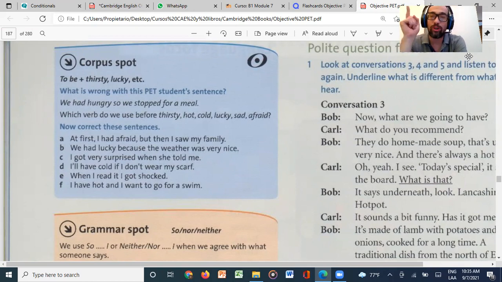But in this case, we use the verb to be. Remember that. For example, in this one, you don't say we had hungry. You will say we were hungry. We use the verb to be in the past in this case. So which verb do we use before thirsty, hot, cold, lucky, sad, and afraid? We use the verb to be. For example, here, at first I had afraid. No, I was afraid. So that's something that I would like for you to consider and practice, please, this corpus spot using these verb to be verbs with these feelings, so to speak.